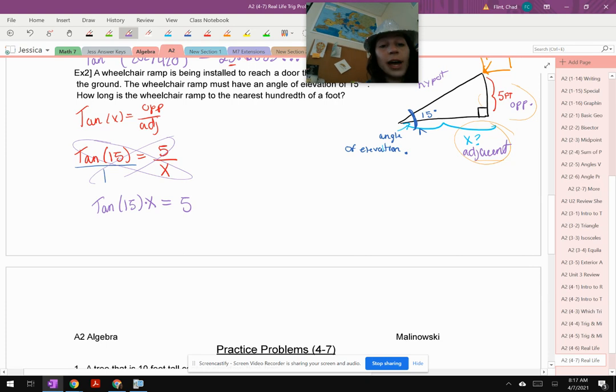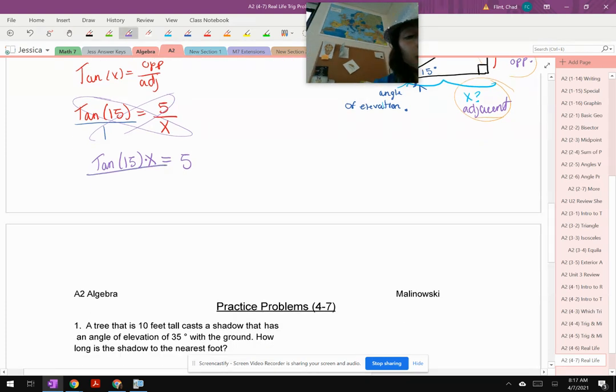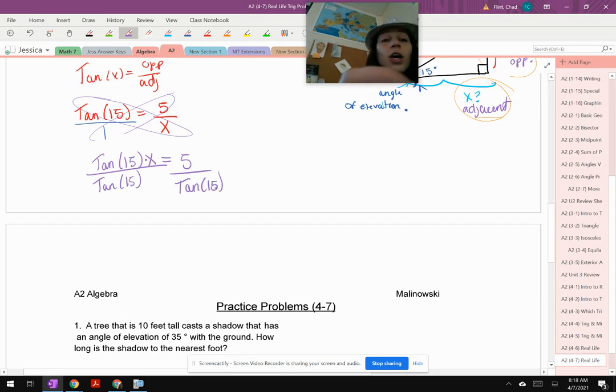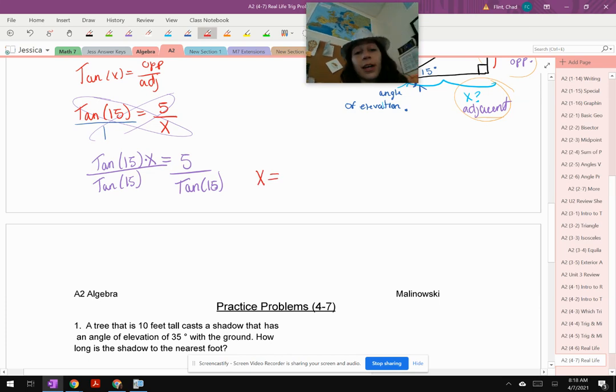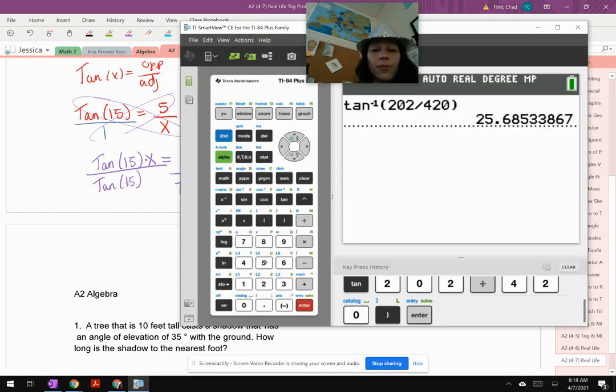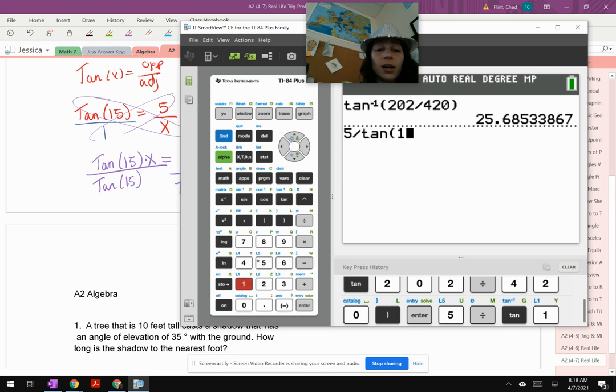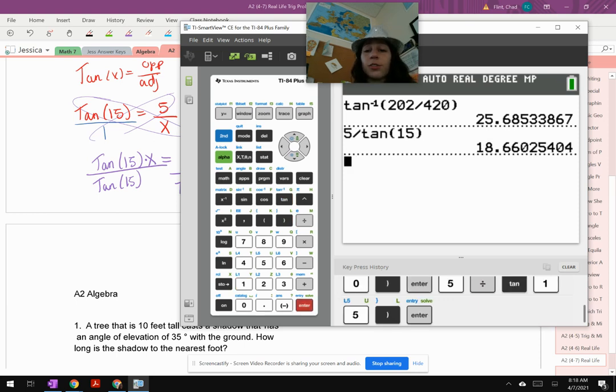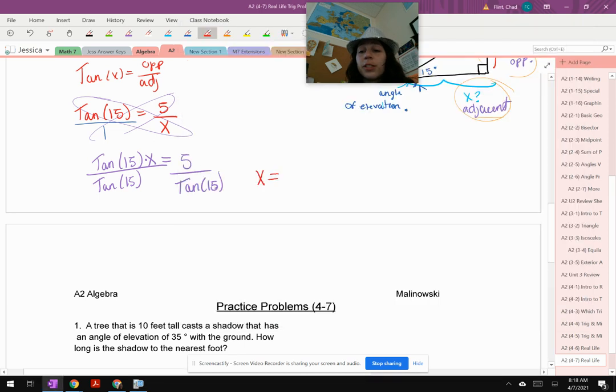Getting that x alone, x is being multiplied by the tangent of 15, so I am going to do the inverse of that and divide both sides by the tangent of 15. So into my calculator, my final answer I can get by doing 5 divided by the tangent of 15. So 5 divided by tangent, just a regular tangent of 15. Close parentheses, enter. 18.660.